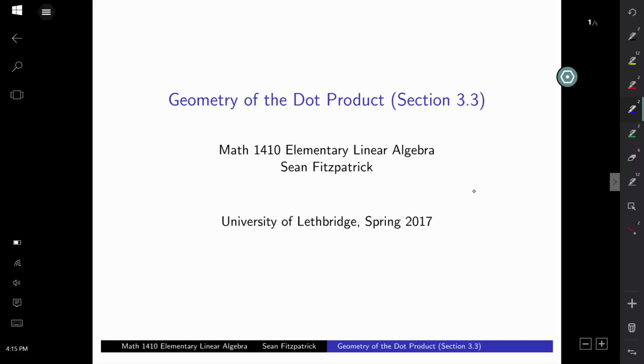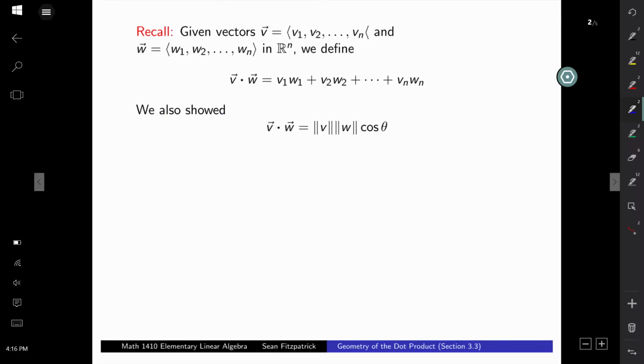So we're going to explore some of those geometric implications in this video, and we're going to move on. We've got a couple of videos here to come, and then we'll see how this works out. Oops, that arrow is pointing the wrong way. Let's fix that. Okay, so let's say I've got two vectors, v and w.